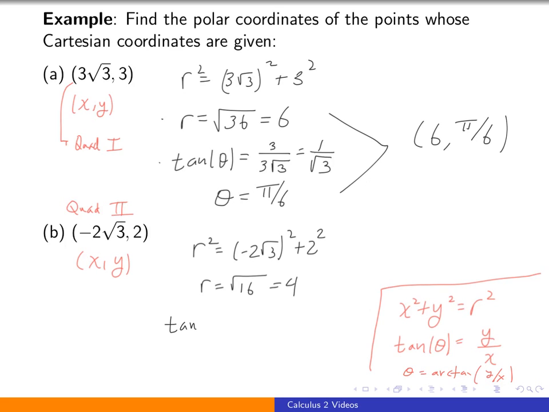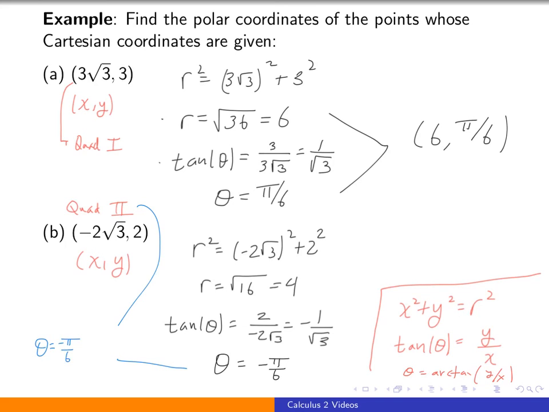Furthermore, tangent of theta is going to be y over x. So that's 2 over minus 2 square root 3, which is minus 1 over square root 3. So as above, if we use that arctangent formula, this is going to give us back theta equals minus pi over 6. But note that since we are in the second quadrant and not the fourth, our theta value is going to be minus pi over 6, and we're going to have to add pi onto that. So that would be 5 pi over 6.